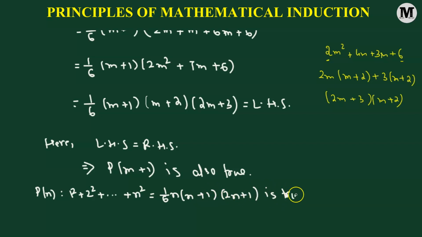This is true for all values of n that belong to the set of natural numbers. So this is the principle of mathematical induction, with the help of which we have shown that the statement P(n) is true for all values of n belonging to the set of natural numbers.